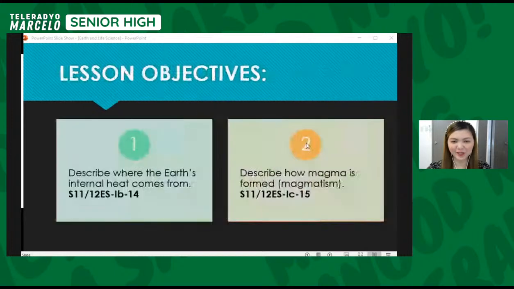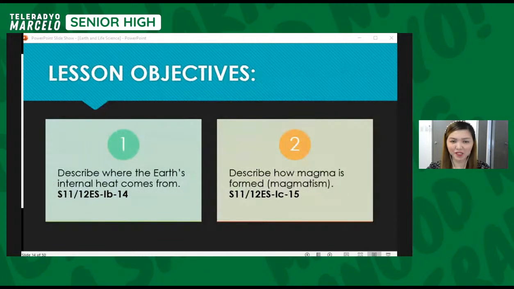Okay, so as an intro to our topic for today, let me spill this episode's objectives. Number one, describe where the Earth's internal heat comes from. And number two, describe how magma is formed or magmatism.